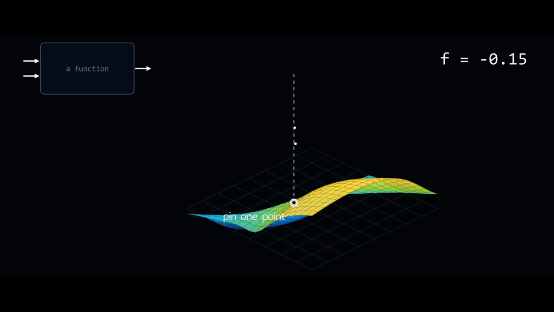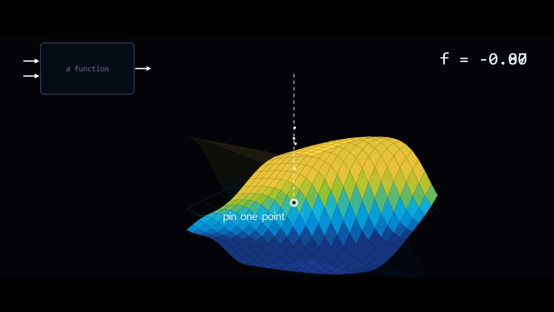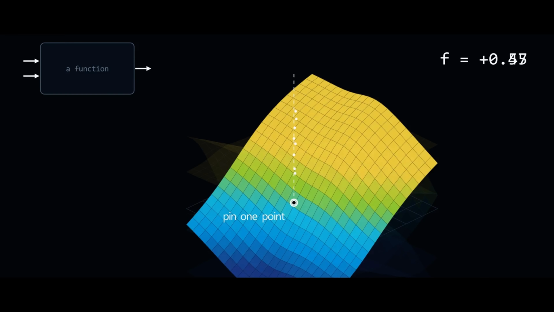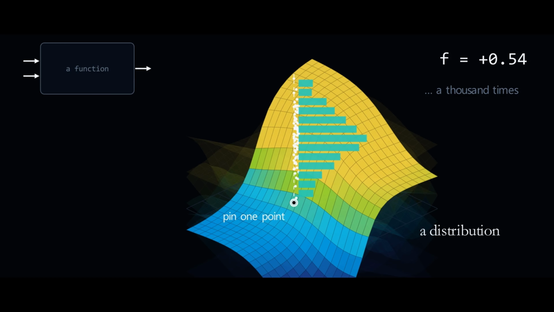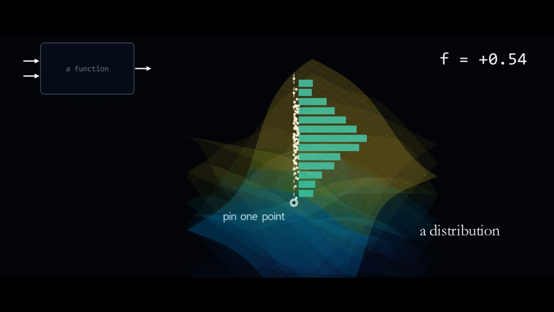Pin one point, leave it there, and rebuild the network underneath it, over and over, with fresh random weights every time. Do it 1,000 times. And instead of clearing the screen between each one, leave them all up. And look, some values come up far more often than others. The network's output at this one point isn't a number. It's a distribution.